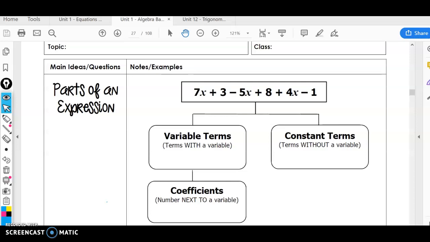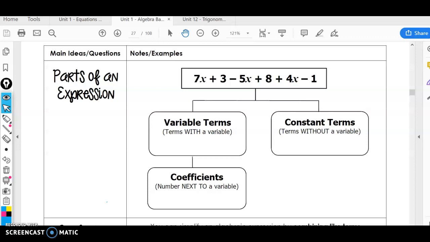Today's video is on distribution and combining like terms. Look at this expression: 7x plus 3 minus 5x plus 8 plus 4x minus 1, and let's define some vocabulary. The constants are the numbers that do not have letters next to them. So that's -1, +8, and +3.